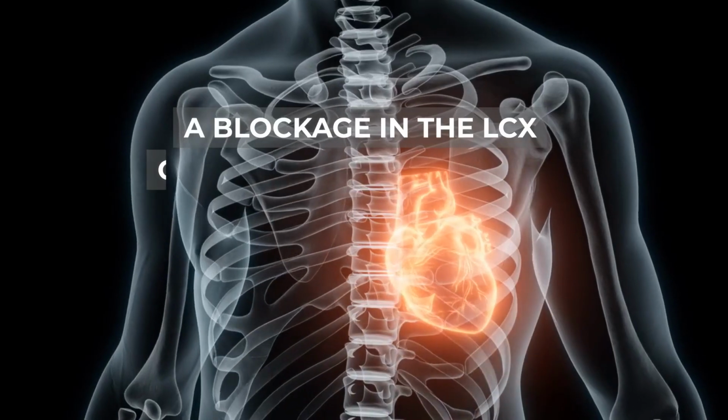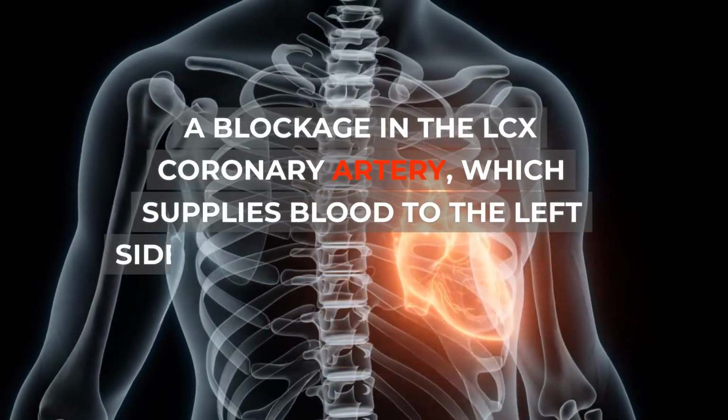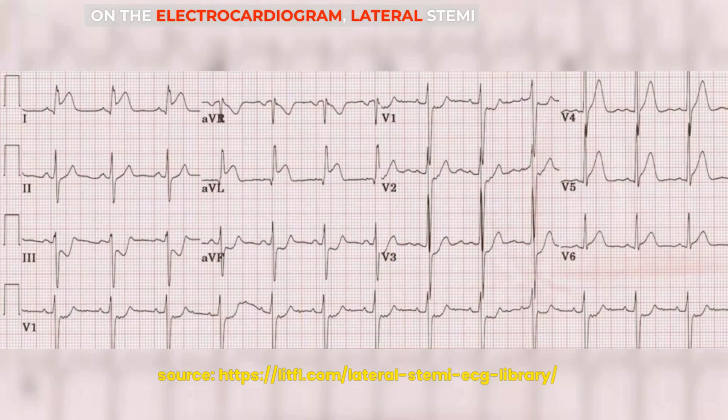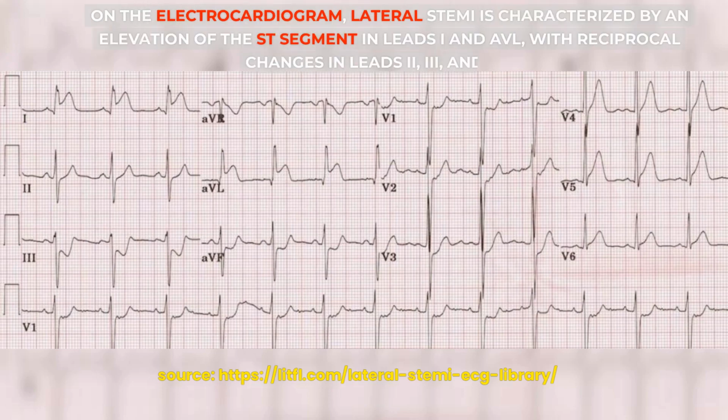A blockage in the LCX coronary artery, which supplies blood to the left side of the heart, is the cause of lateral STEMI. On the electrocardiogram, lateral STEMI is characterized by an elevation of the ST segment in leads I and aVL, with reciprocal changes in leads 2, 3, and aVF.